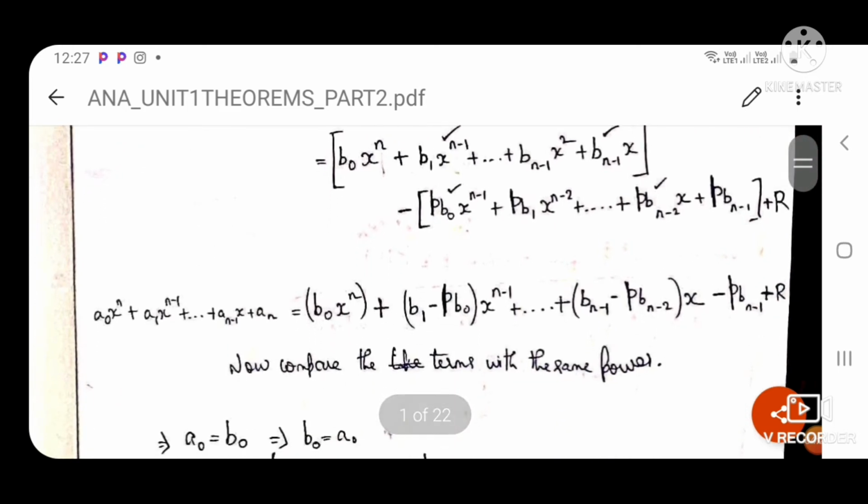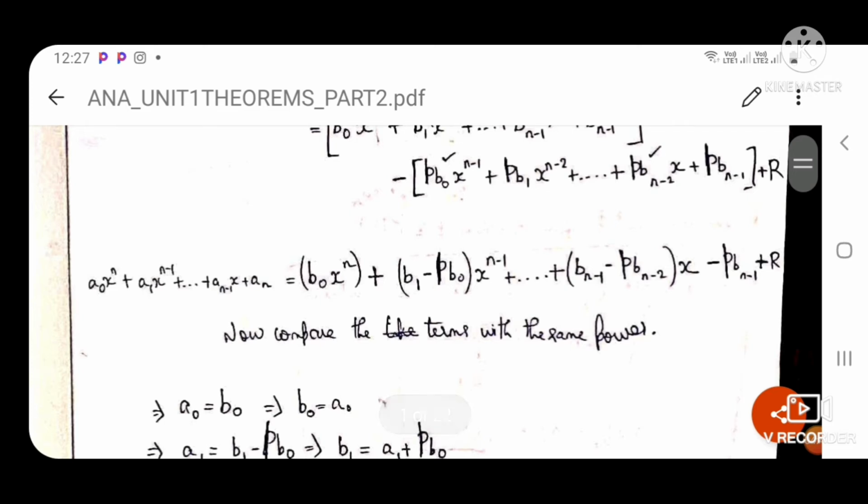Next, we are taking xn and xn minus 1 terms together and clustering them together, and the last term that is left is r minus pbn minus 1 plus r, because there's no coefficient of x left to be included in the other term, so it basically comes as a constant.